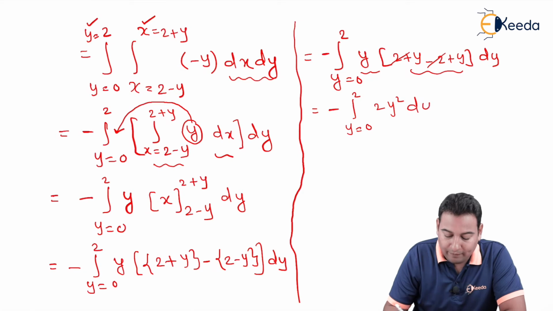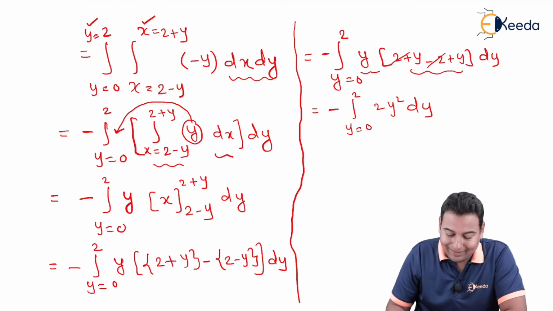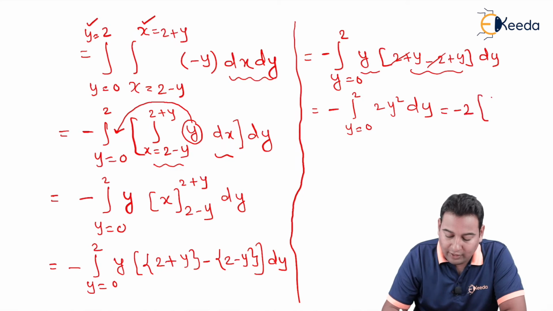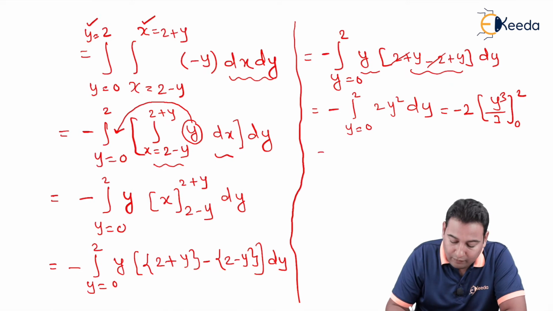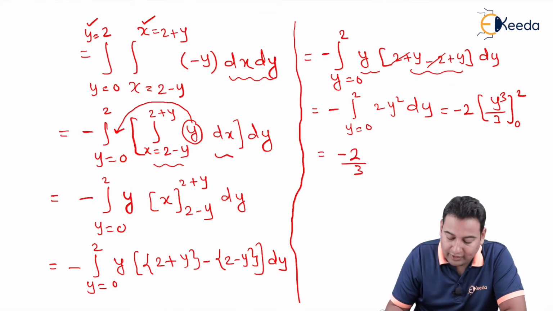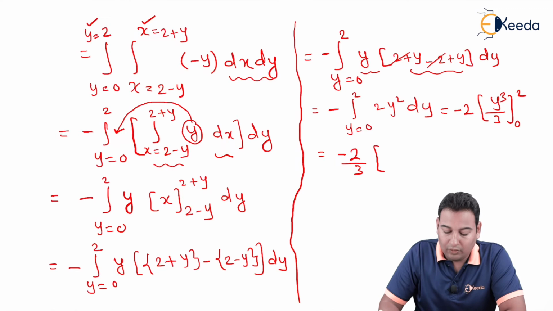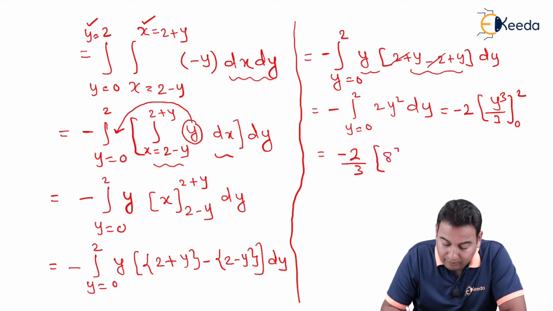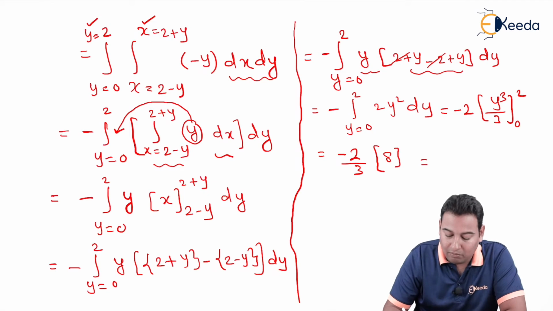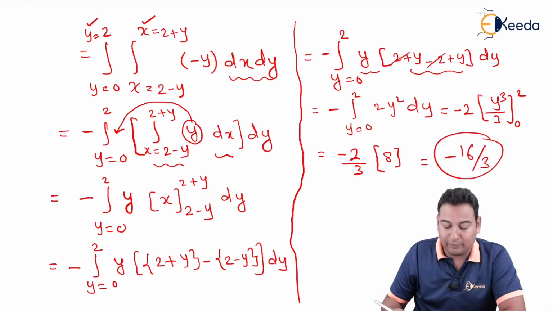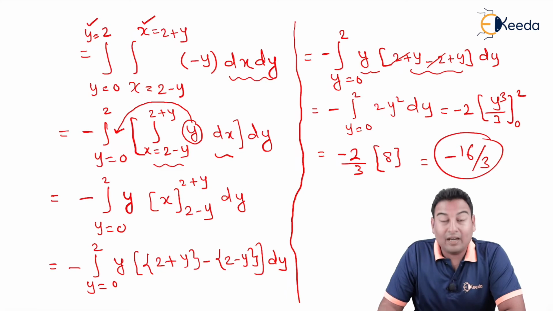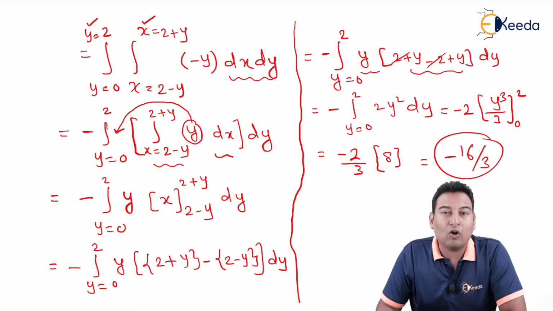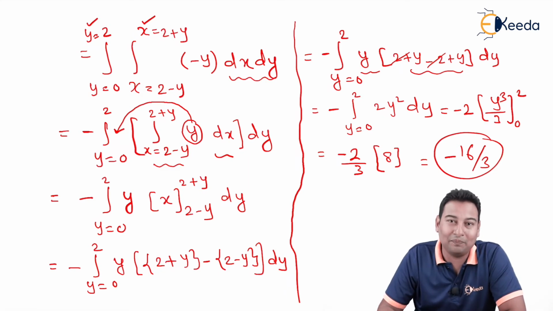2y square dy. If I want to integrate this, this will be minus 2 outside, y square integration is y cube by 3. Let us substitute the limits, 0 to 2, which is equal to minus 2 by 3 outside. Upper limit is 2, 2 cube is 8 and lower limit is 0. That means minus 16 by 3. We are done with the first part of the solution. We got the solution by Green's theorem.